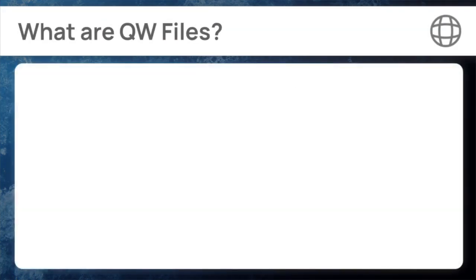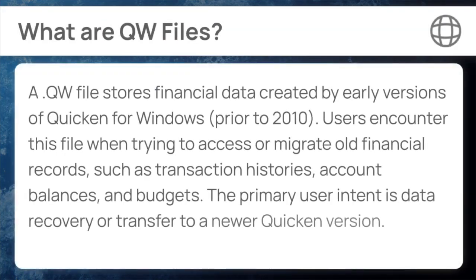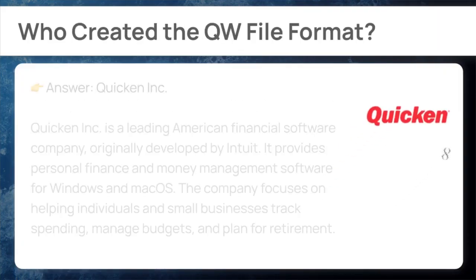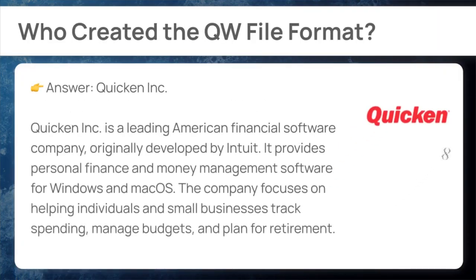A .qw file stores financial data created by early versions of Quicken for Windows prior to 2010. Users encounter this file when trying to access or migrate old financial records, such as transaction histories, account balances, and budgets. The primary user intent is data recovery or transfer to a newer Quicken version.